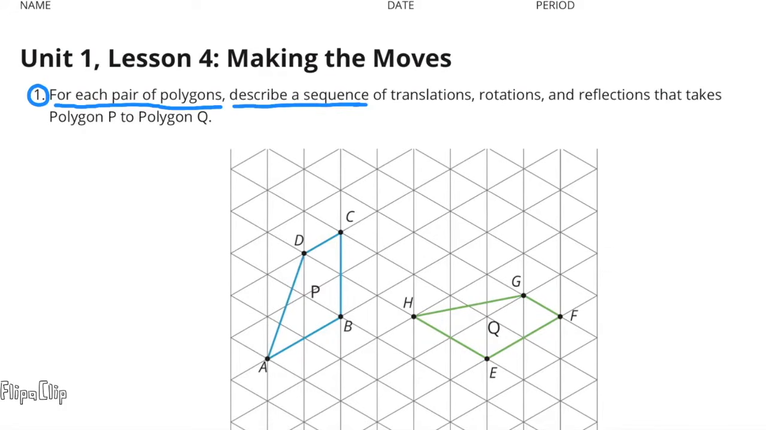Unit 1, Lesson 4, Making the Moves. Number 1. For each pair of polygons, describe the sequence of translations, rotations, and reflections that takes polygon P to polygon Q.